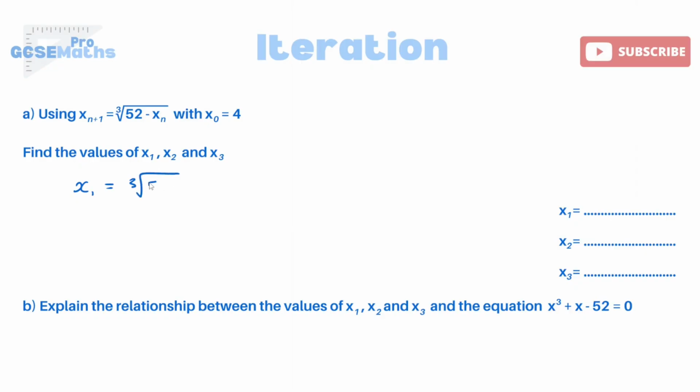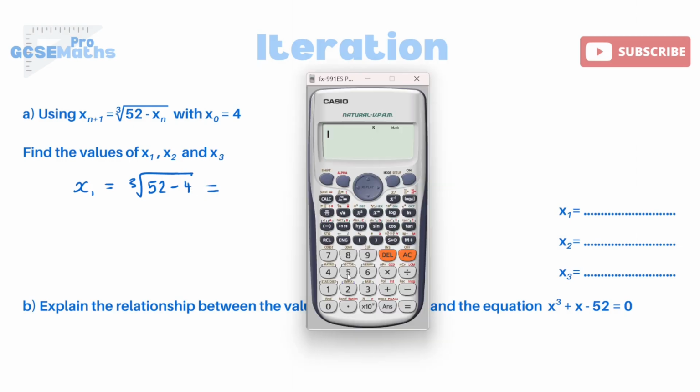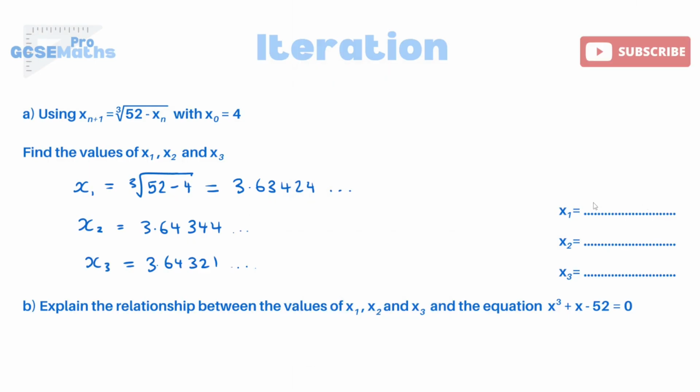Just write it out for the first one, and then for the rest you can just put equals. Using our starting value, just put that as the answer, and then I can build my formula. So the cube root of 52 minus, and then obviously the answer button. So x1, my x1 solution is 3.63424. Then for x2 we press it again. 3.64344, quite similar numbers there. And finally, x3 would be 3.64321. So those are our 3 solutions. So that was all the same as we did before.